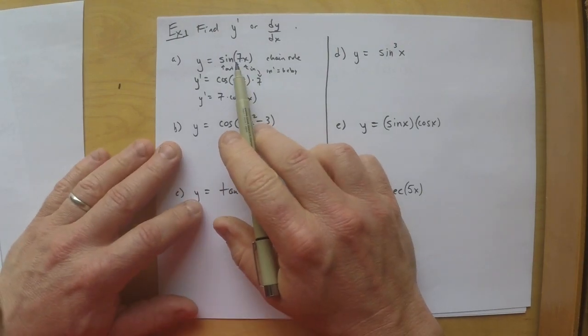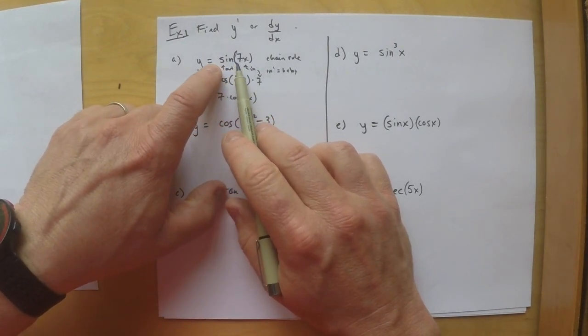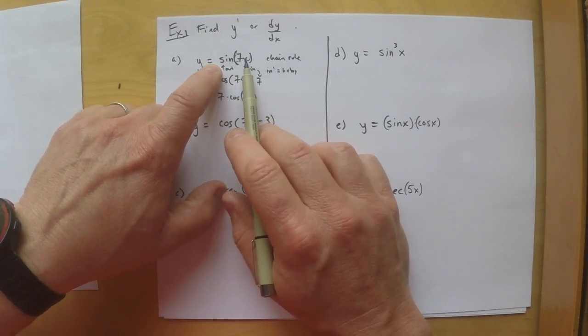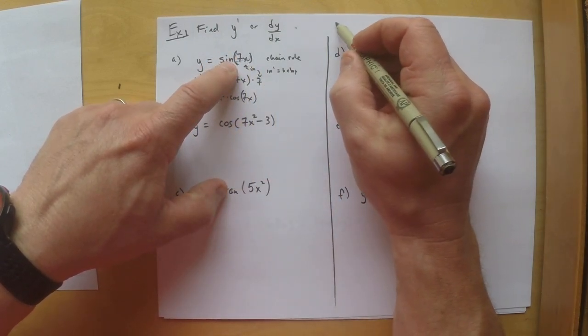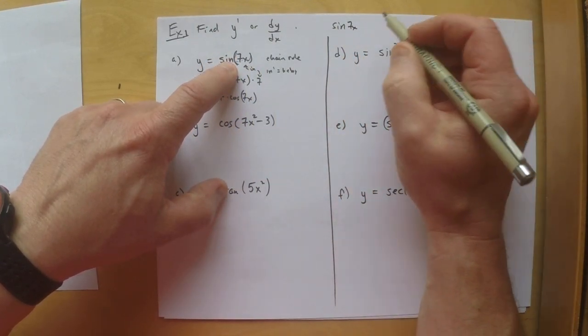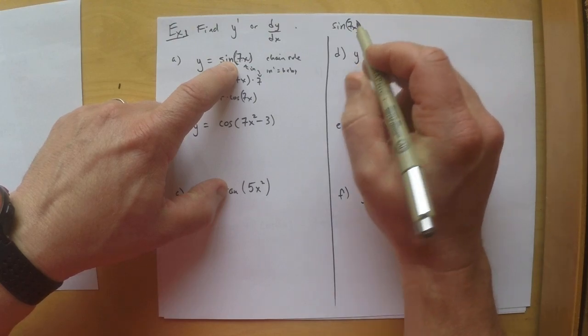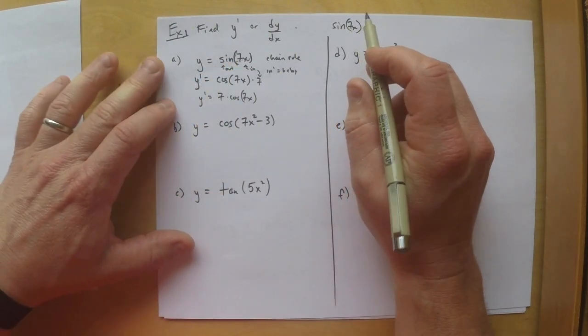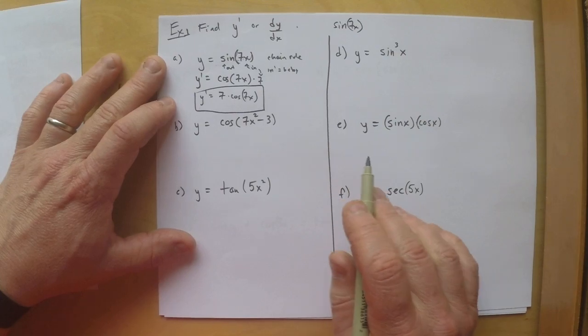Now your book has a really weird tendency of, they won't put the brackets around this, but I really prefer that because I see the inside. So if your book writes sine of 7x, that really means that. That might be a wise thing to do. So there's our first answer.